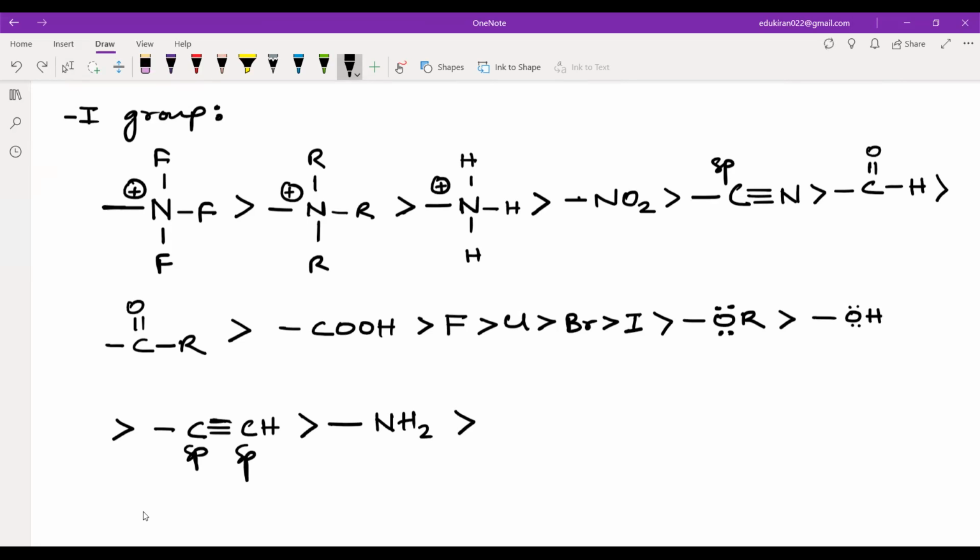Let me write it like this. Now, why is benzene attracting the electron? Why is it electronegative? Because this one is sp2. All these carbon atoms, there are 6 carbon atoms which are sp2. So obviously, more s character means more electronegative. This will be followed by CH double bond CH2, and then at last you will be having hydrogen. Okay, so this is the minus I order.